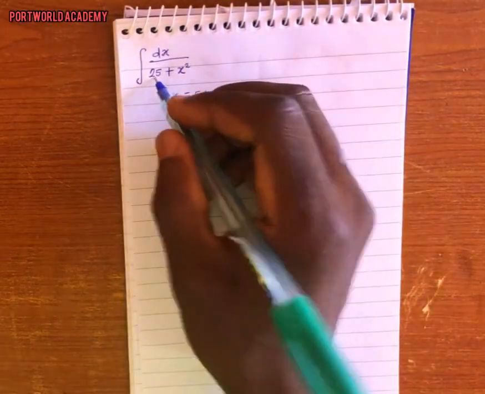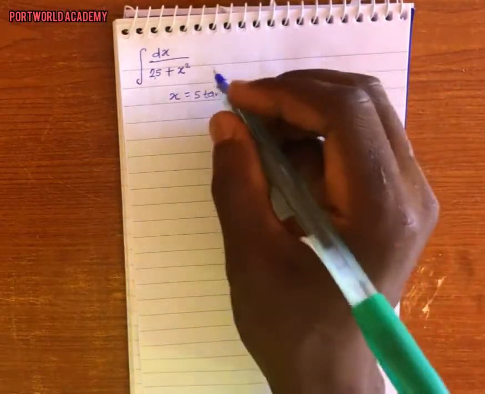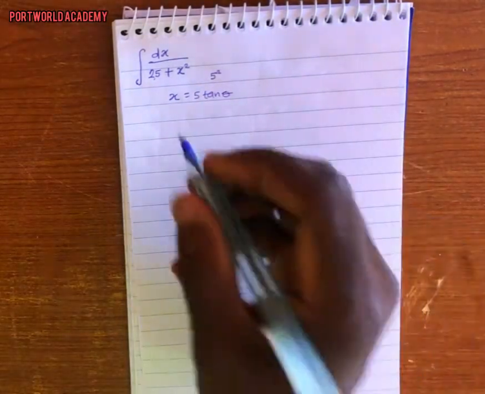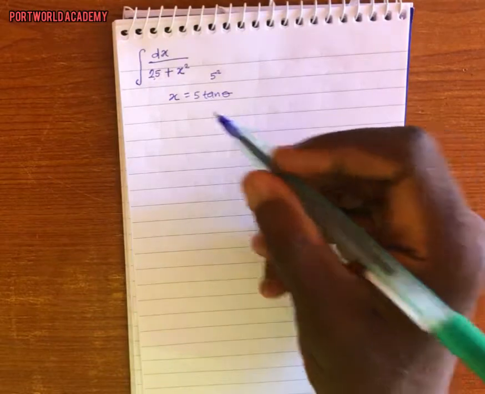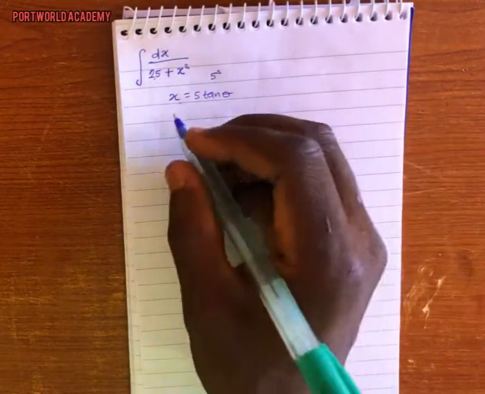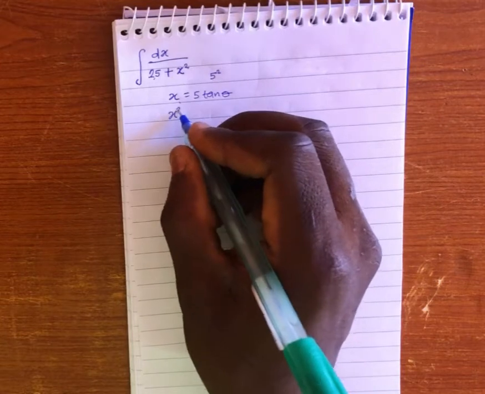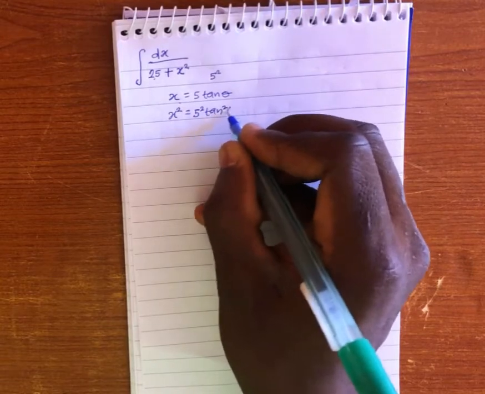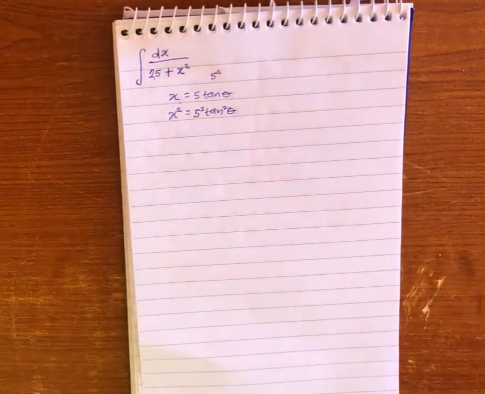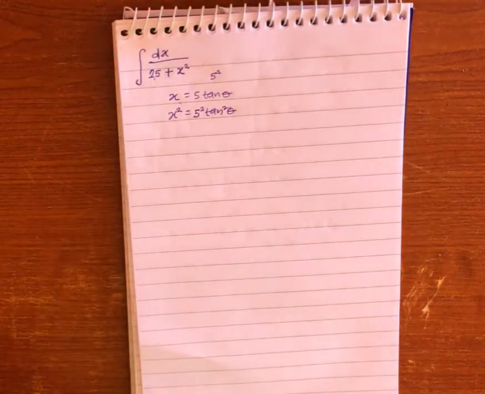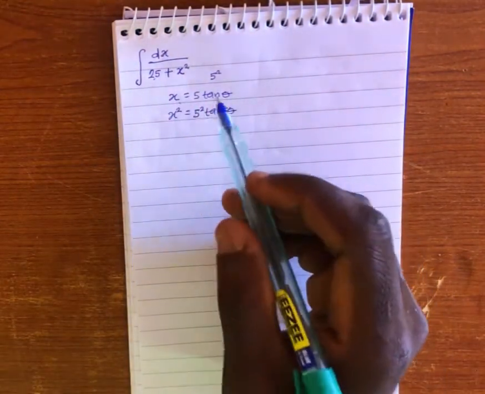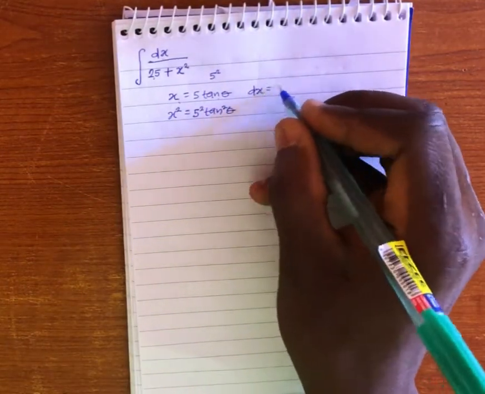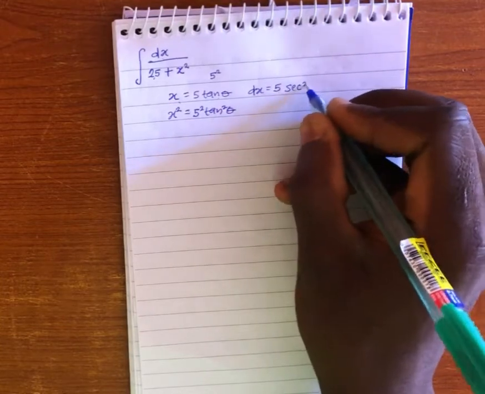Understand? So here, this 25 I can easily write as 5 squared. If I square both sides, because what I need here is not x, I need x squared, so squaring both sides, I'm having x squared equals 5 squared tan squared theta. And don't forget, we need to find an expression for dx. We can easily differentiate this. Differentiating this, we have dx equals 5 sec squared theta d theta.